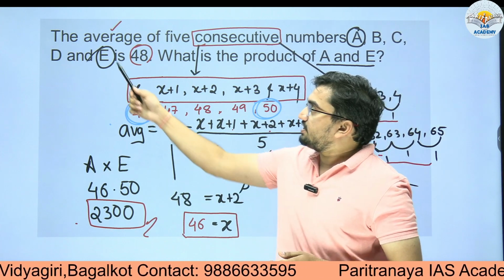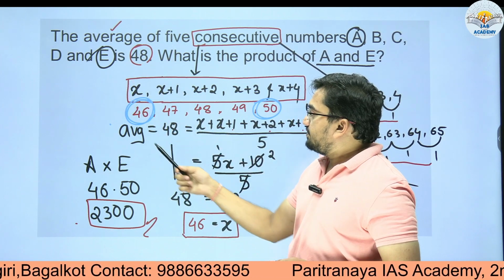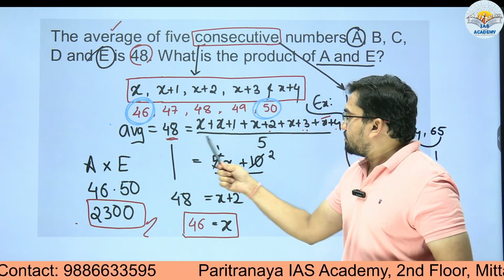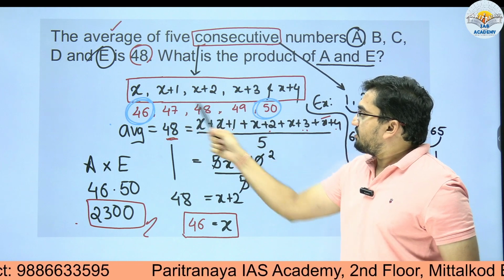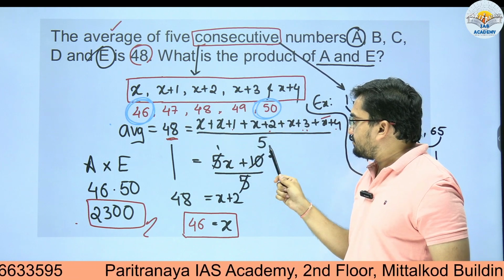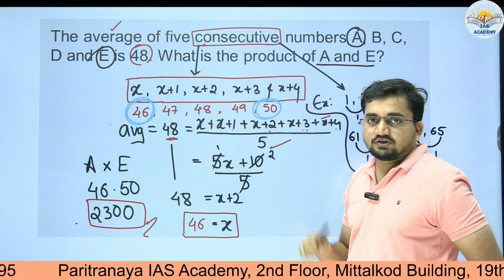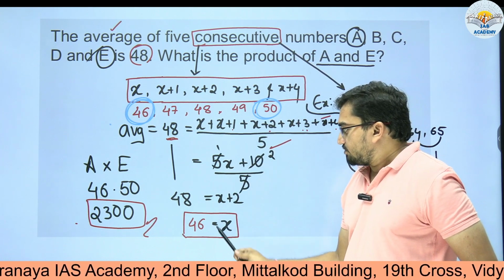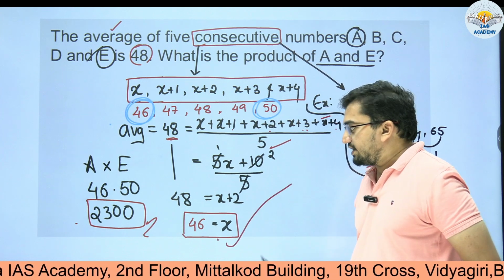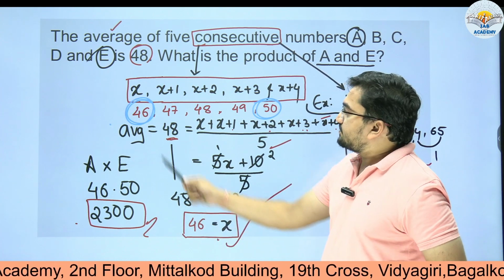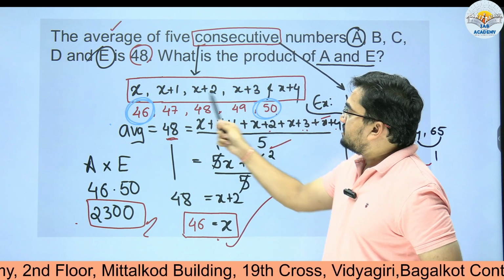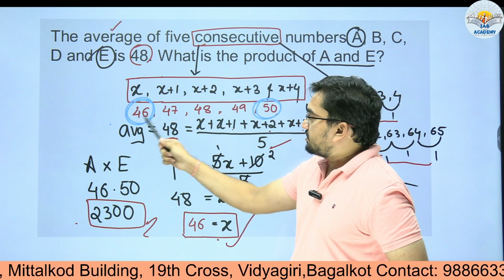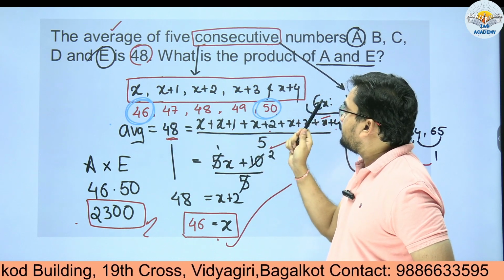At the same time, they have given the average as 48. Average is the sum of observations divided by the number of observations. The sum of observations we found is 5x plus 10, divided by 5. From this we got the x value as 46. From this x value, we found the series. The 5 consecutive series was 46, 47, 48, 49, 50.